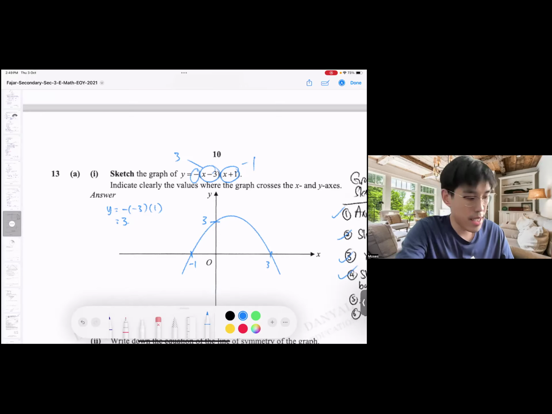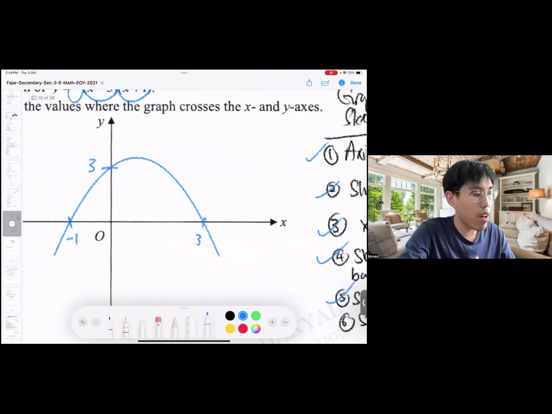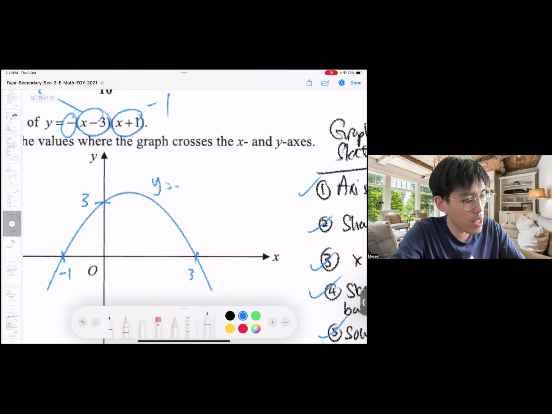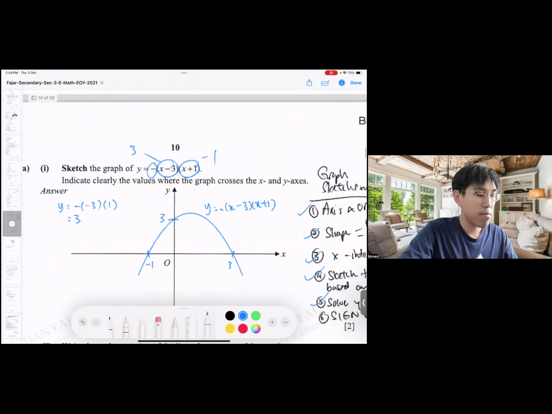Okay, so that is for the solving of y-intercept. Then we must sign off. So y equals negative (x minus 3)(x plus 1). Done.